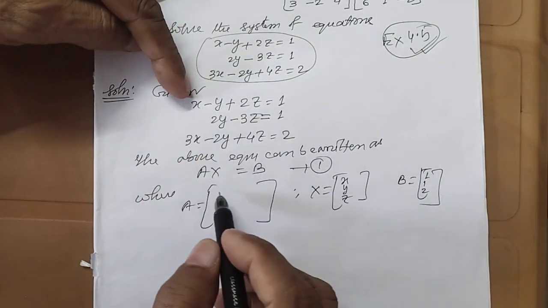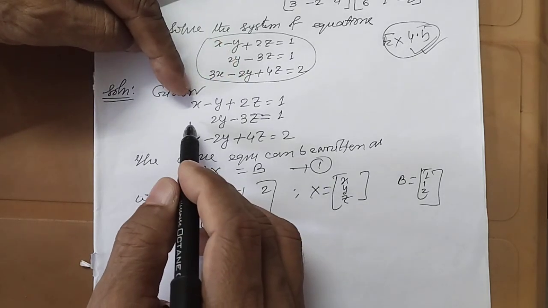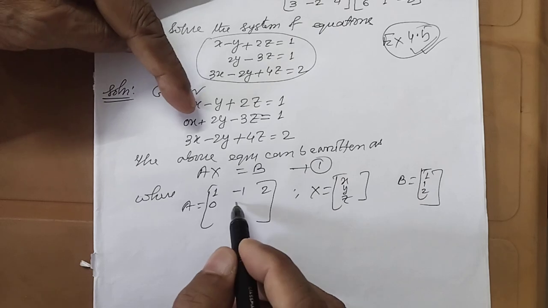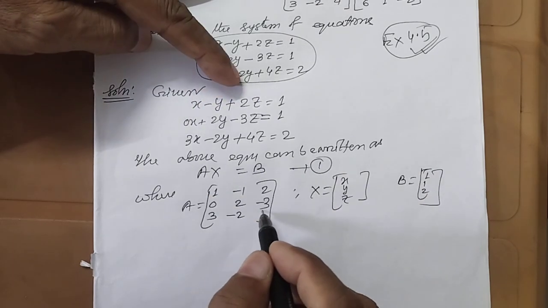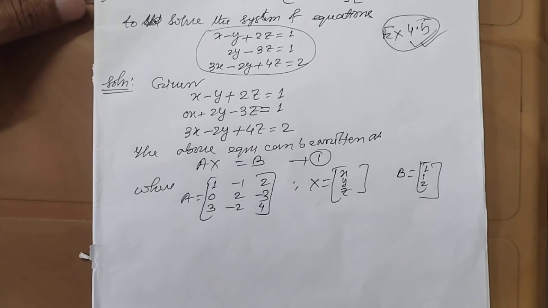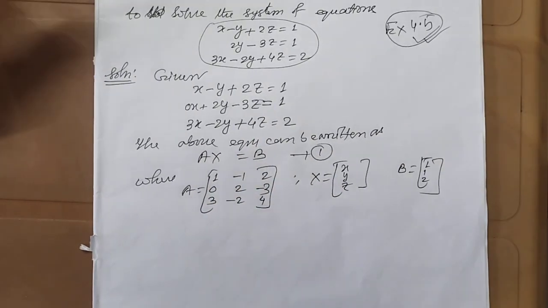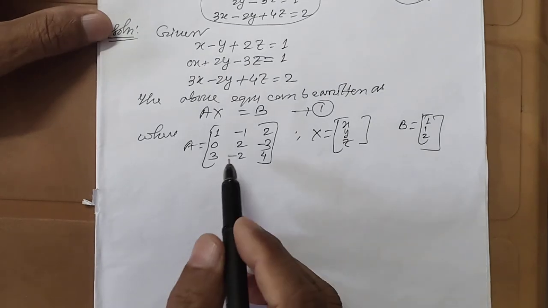First equation coefficients 1, minus 1, 2. Second equation, you see x is not there, so you can write 0x. Coefficient of x is 0. So 0, 2 and minus 3, and 3, minus 2, 4. So the system of equations we have written as AX = B, and this much you have done in the last class. Now you know how to find A inverse.